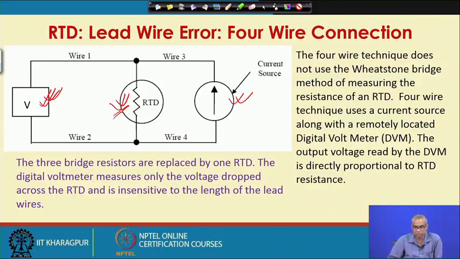The 3 bridge resistors are replaced by one RTD here. The digital voltmeter measures only the voltage drop across the RTD. So, this voltmeter measures the voltage drop across the RTD and is insensitive to the length of the lead wires. So, this 4-wire connection leads to improved accuracy.